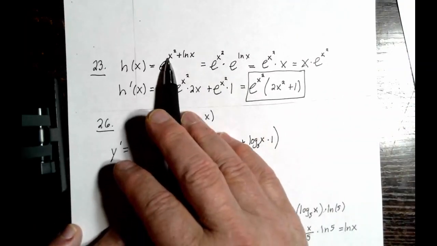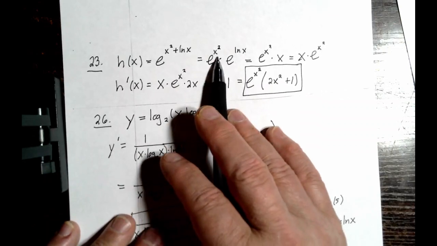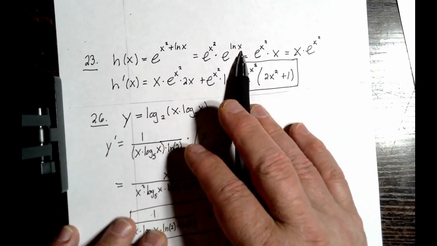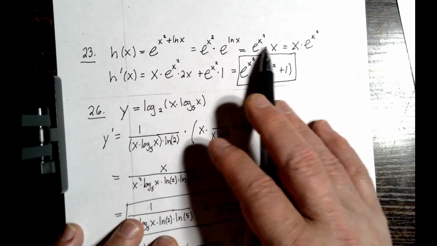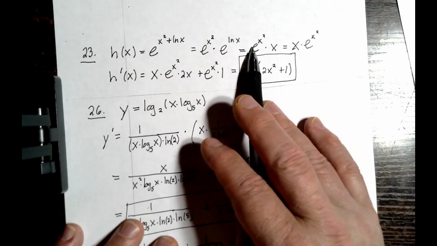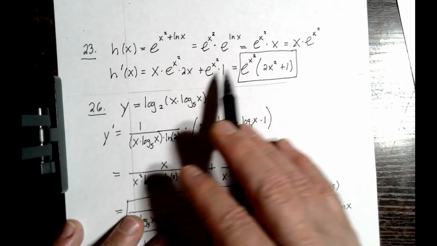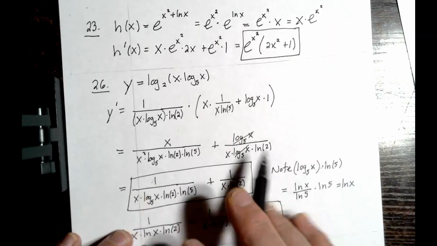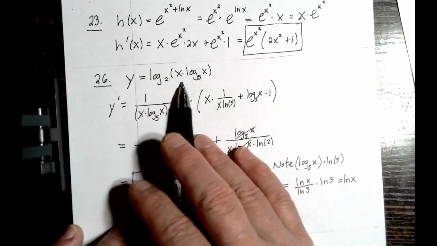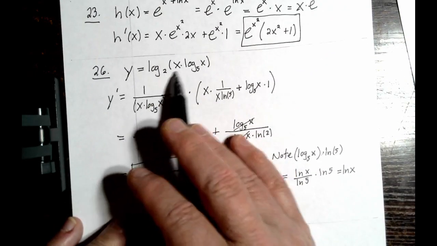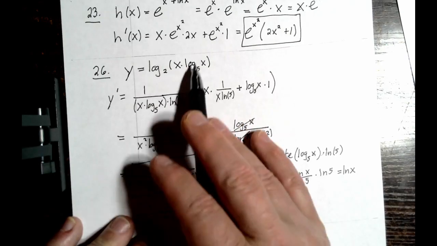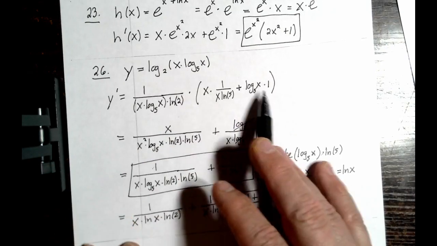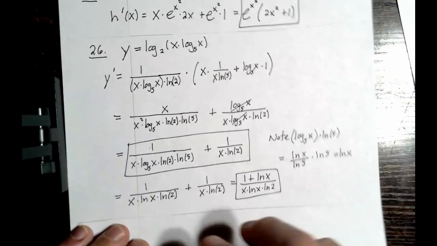So e to the x squared plus ln of x is e to the x squared times e to the ln of x. And e to the ln of x is just x. So this is just x times e to the x squared. And that's the product rule. Okay. Log base 2 of x, log base 5 of x, this is 1 over this times the derivative of that, which is the product rule again, and you've got to use the product rule with logarithms there.